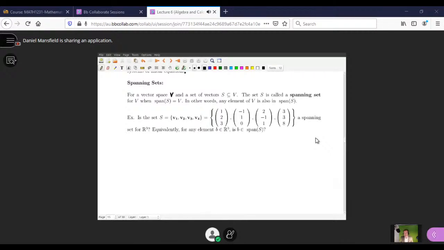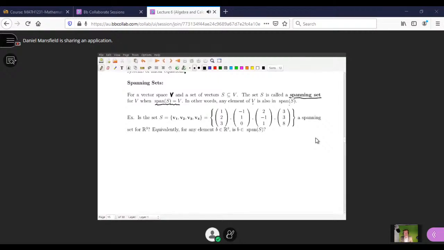So the set of vectors in your hand, this little collection of vectors you have, gets a special name. It's a spanning set for V, the vector space, when the span of those vectors, that is all the things you can cook up using different linear combinations of your vectors, is actually the space V. So it's a spanning set for V means you can cook up the whole space V. In other words, you take any element of V and it's in the span of S.